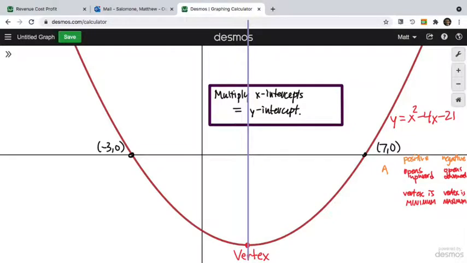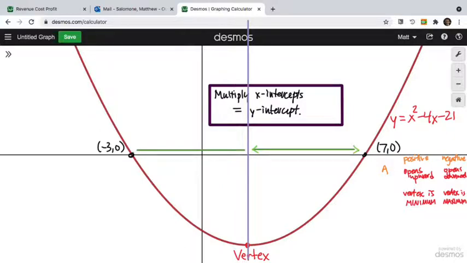And because of that symmetry, as you were just saying, the distance in the x direction between the vertex and each of the x-intercepts is going to be the same. So this vertex is going to be as far away from 7 on the x-axis as it is from negative 3 on the x-axis. So this distance going this way is going to equal this distance going the other way.